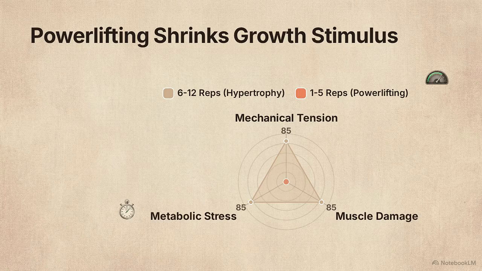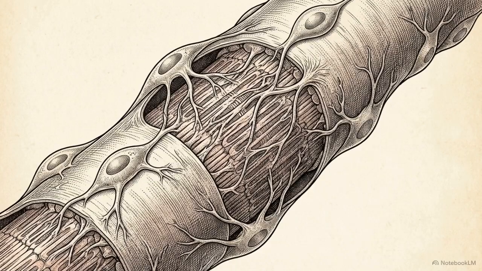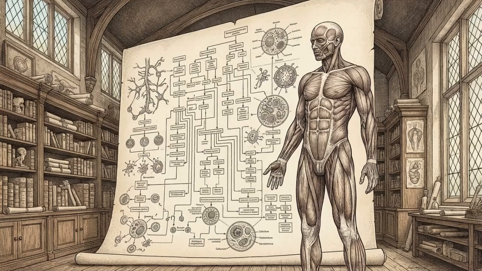Conversely, a powerlifting profile spikes tension, but metabolic and damage axes collapse, drastically shrinking the overall hypertrophic stimulus. Cell swelling and eccentric damage are the mechanisms directing satellite cells to fuse and execute growth. Hypertrophy results from the deliberate, calculated engineering of a mechanico-chemical signaling cascade.